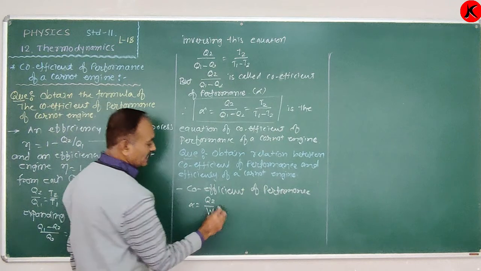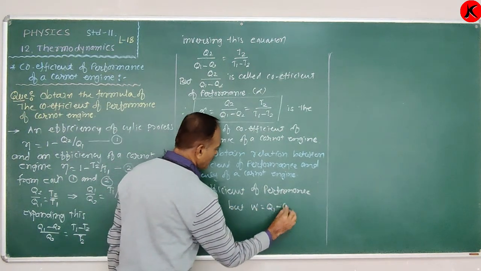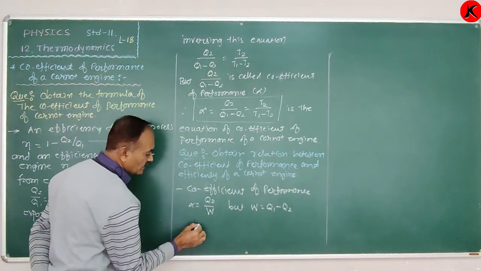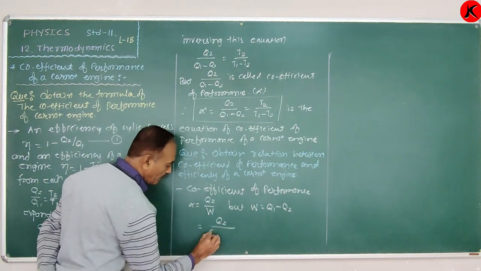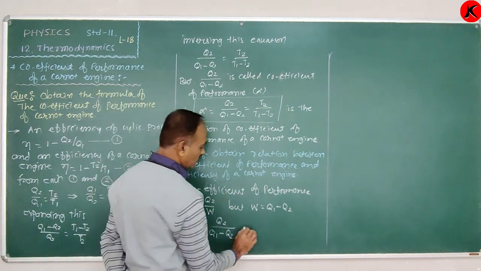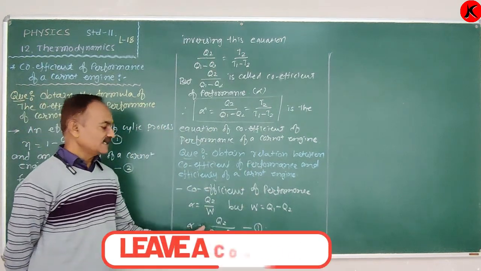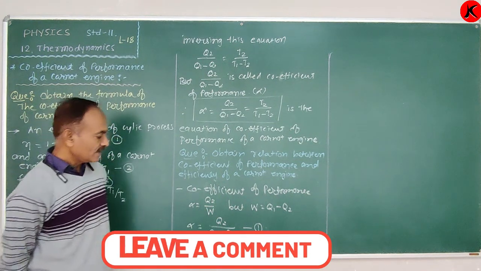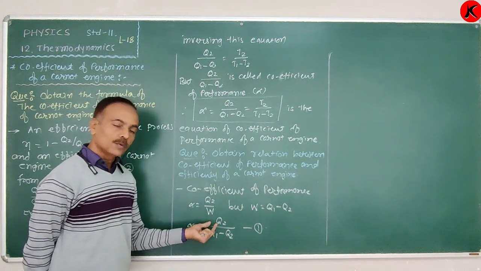But we know that the work done W is equal to Q1 minus Q2. Therefore, we substitute the value of W as Q1 minus Q2. Therefore, alpha is equal to Q2 upon Q1 minus Q2. That is our equation number 1. Now, the numerator and denominator of this equation are divided by Q1.